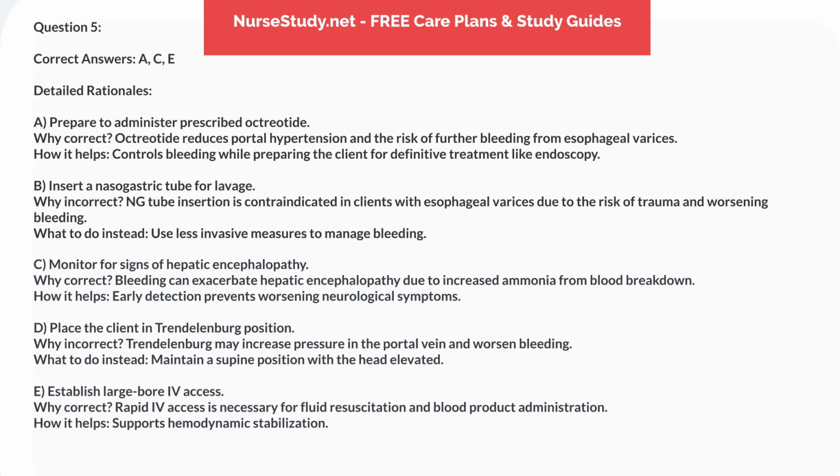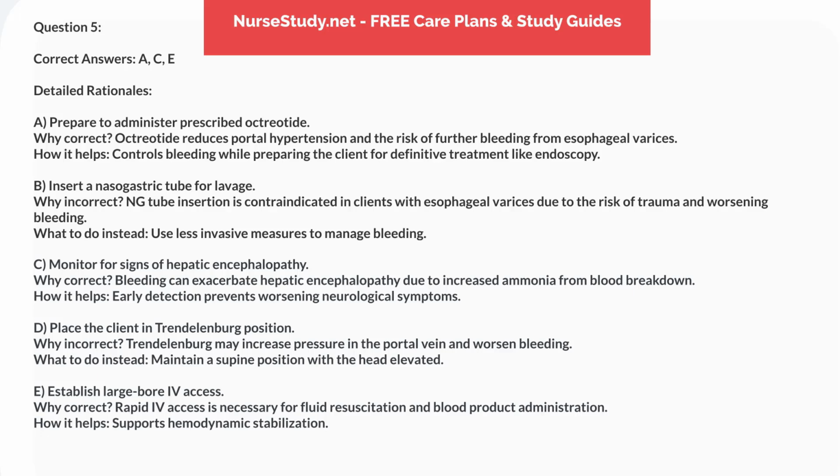Detailed rationales. A. Prepare to administer prescribed octreotide. Why correct? Octreotide reduces portal hypertension and the risk of further bleeding from esophageal varices. How it helps: controls bleeding while preparing the client for definitive treatment like endoscopy. B. Insert a nasogastric tube for lavage. Why incorrect? NG tube insertion is contraindicated in clients with esophageal varices due to the risk of trauma and worsening bleeding. What to do instead: use less invasive measures to manage bleeding.